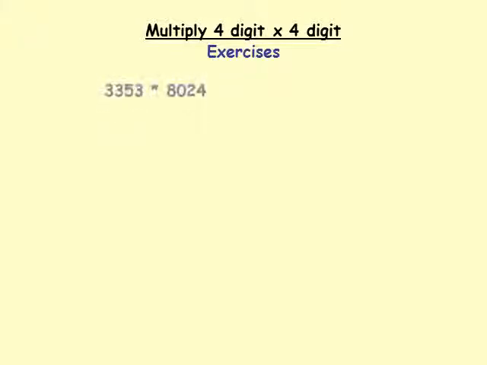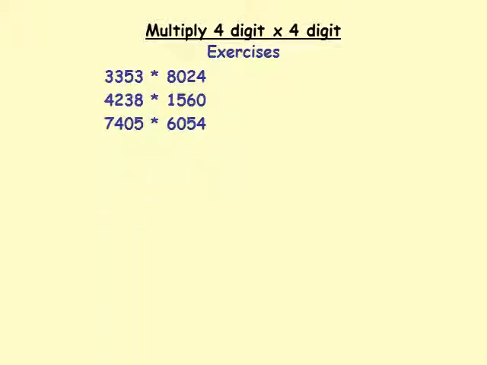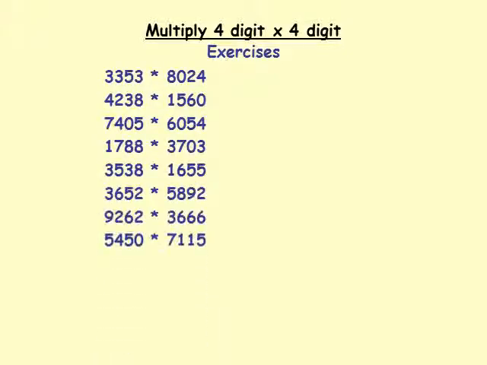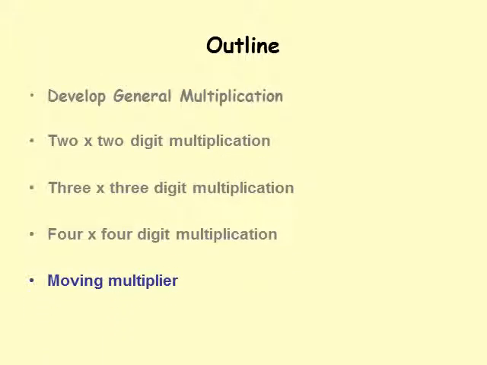Okay. Let's continue with exercises. You can do 3353 times 8024, 4238 times 1560, 7405 times 6054, and some more. Okay, let's continue with the next section.